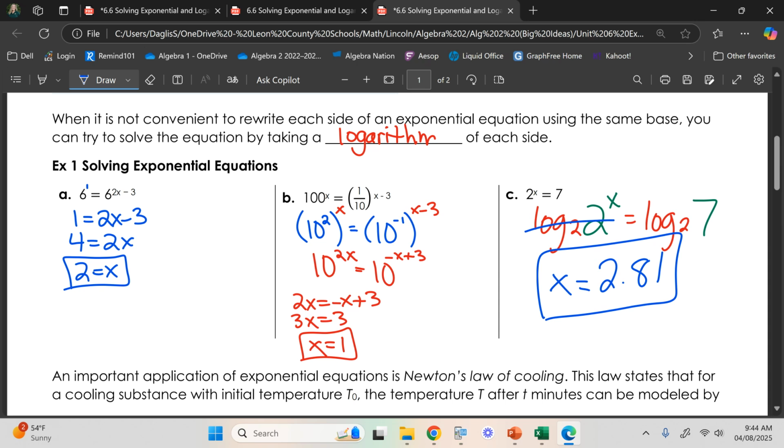Questions about the algebraic side of solving exponentials? All right. I got a word problem to go just with this, and then we'll go to the back and do logs.